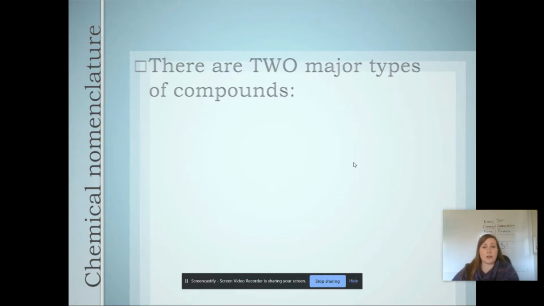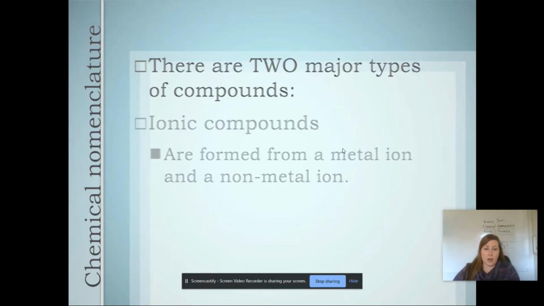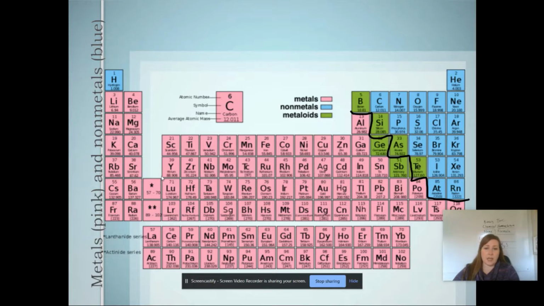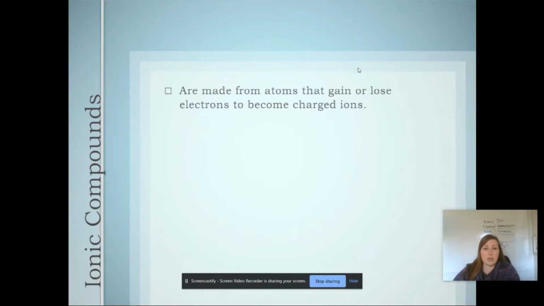And again, there are two major types of compounds, and keeping them separate from each other in your mind is really important. There are ionic compounds, which are formed from a metal and a nonmetal, a metal ion and a nonmetal ion, and molecular compounds that are formed from two nonmetals. And again, pink ones are metals, blue ones are nonmetals. You should have easy access to a periodic table on your computer or on paper somewhere at your house. So make sure you've got that.